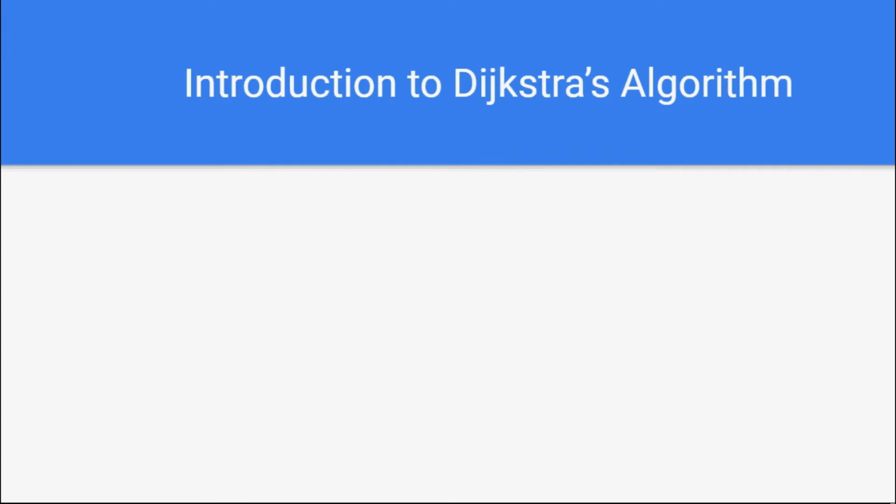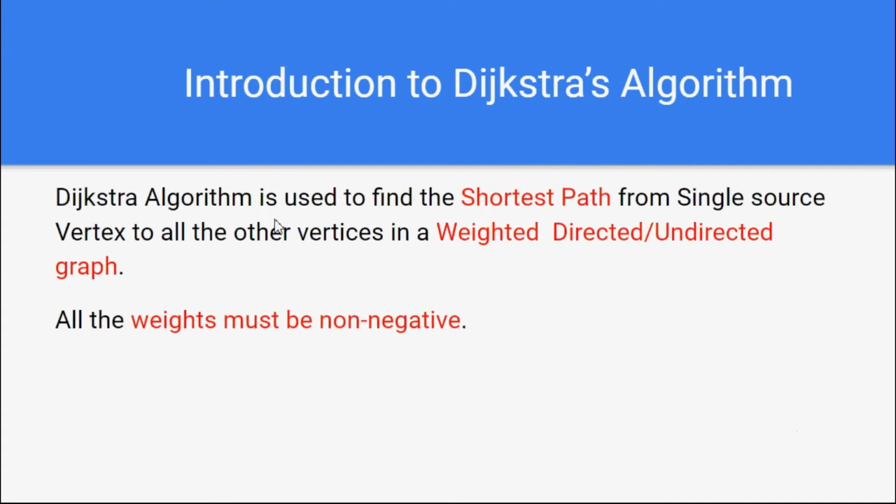Before moving further, let's have a look at the definition of Dijkstra algorithm. Dijkstra algorithm is used to find the shortest path from a single source vertex to all the other vertices in a weighted, directed or undirected graph. Now, what do I mean by that? In this algorithm, we are going to calculate the cost from one given vertex to all the vertices in a graph, but the cost should be minimum. That is why we call it a minimum cost algorithm.